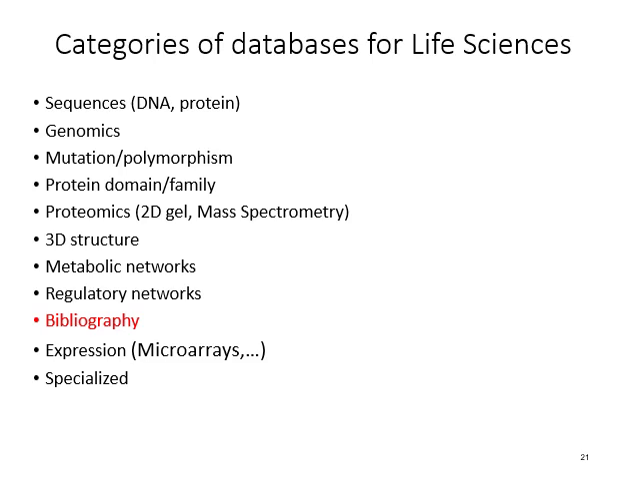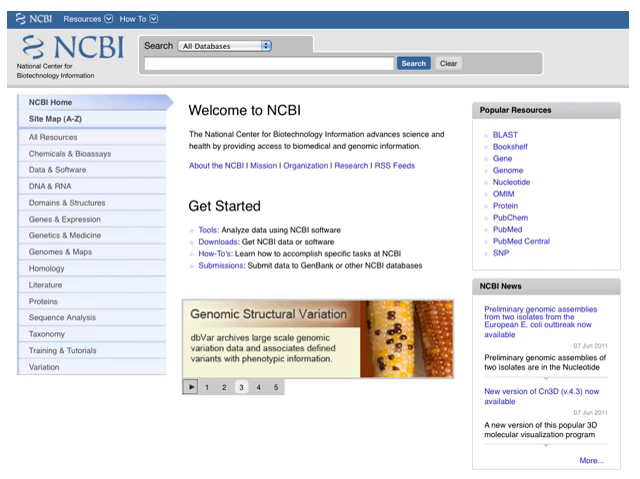Then there are databases for genomic sequences, mutation, polymorphism, protein domain, family, proteomics, 3D structure, metabolic networks, regulatory networks, or bibliography, where you can find articles or books. There are specialized databases for expression, like the microarray database, and some specialized databases targeting a particular organism or serving a particular research community.